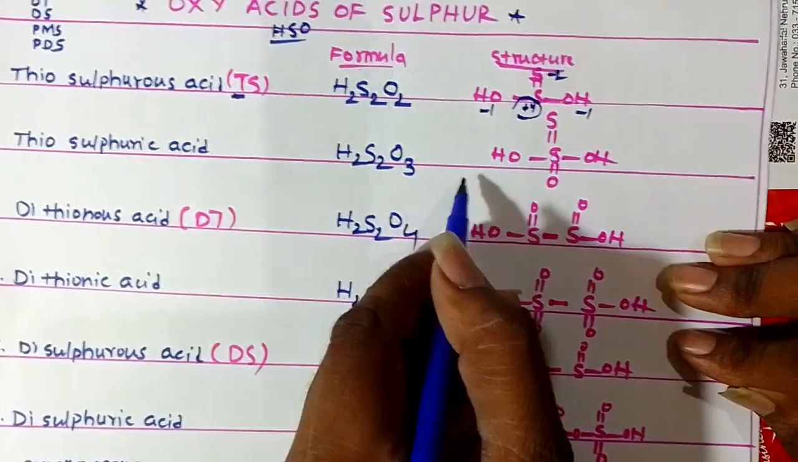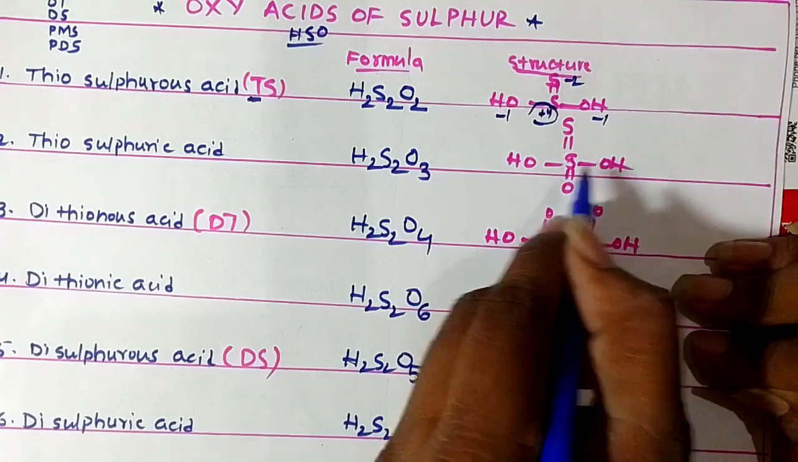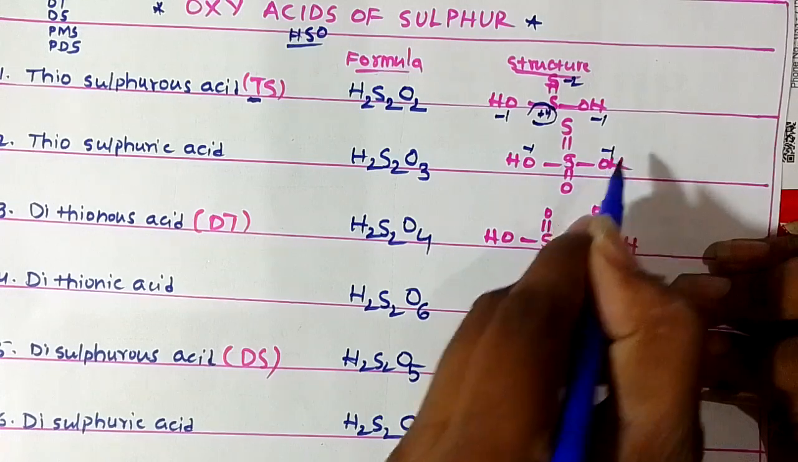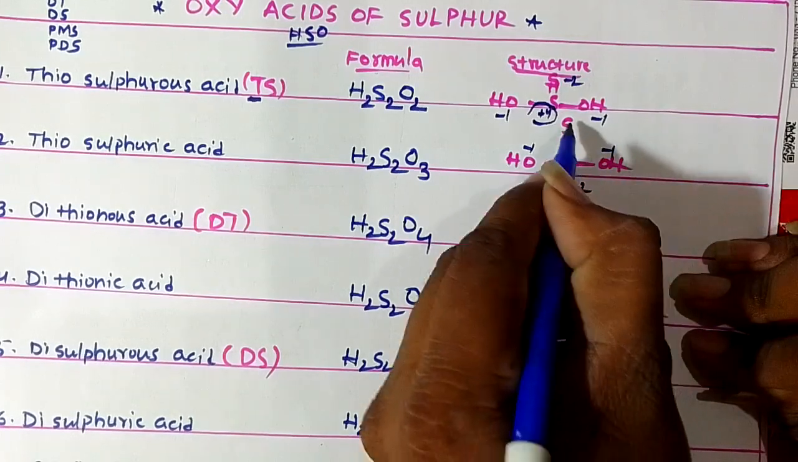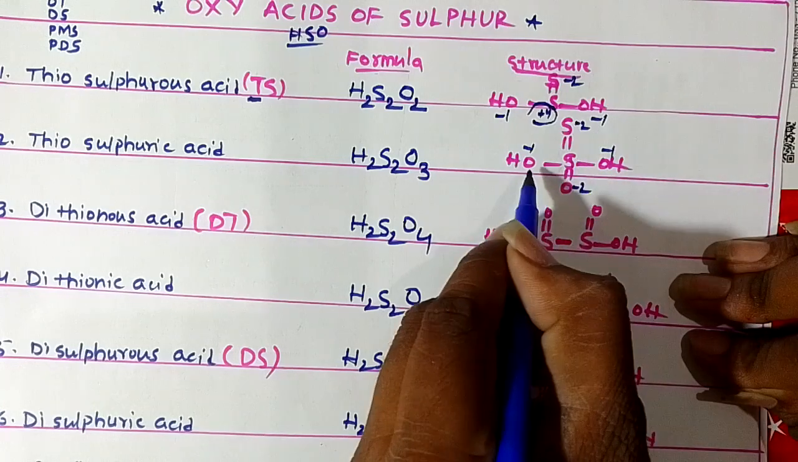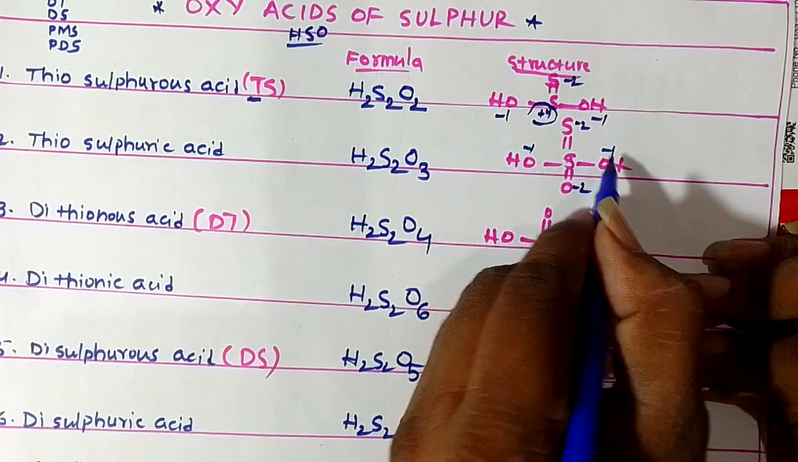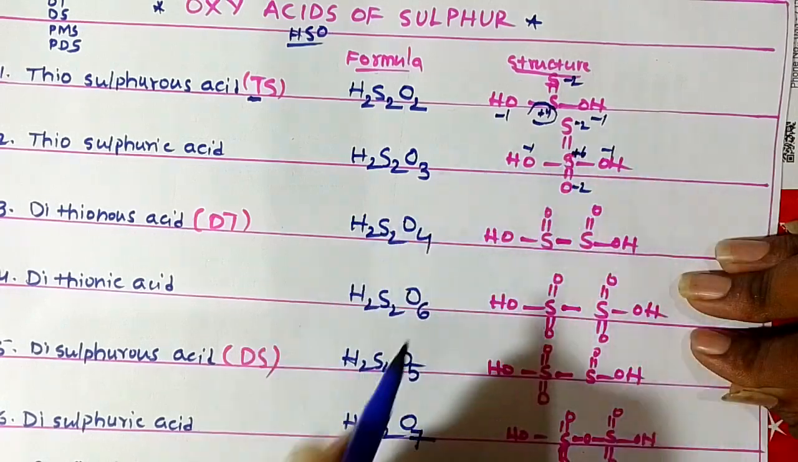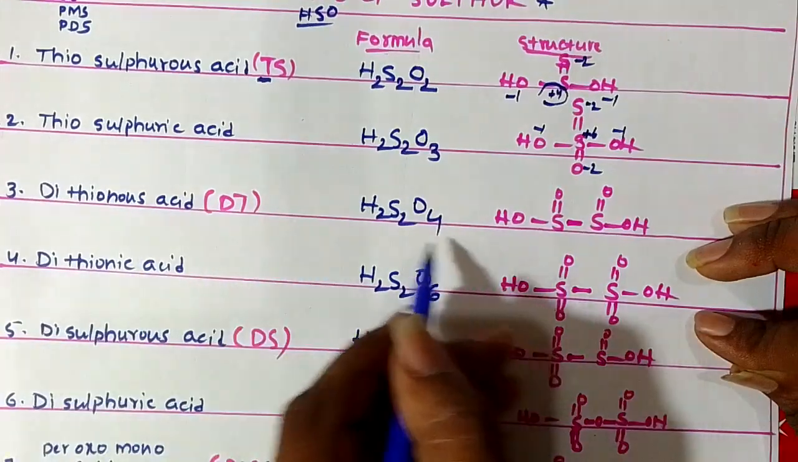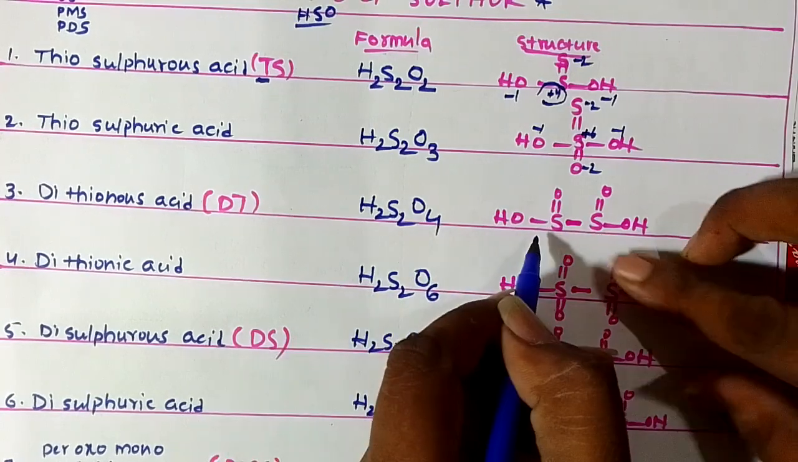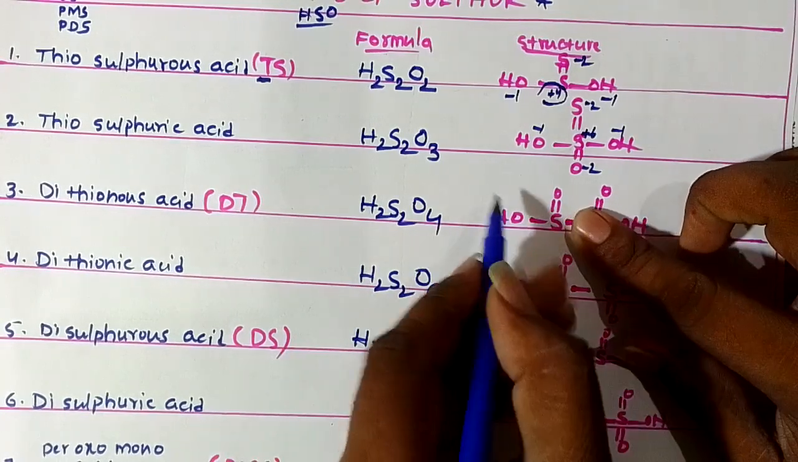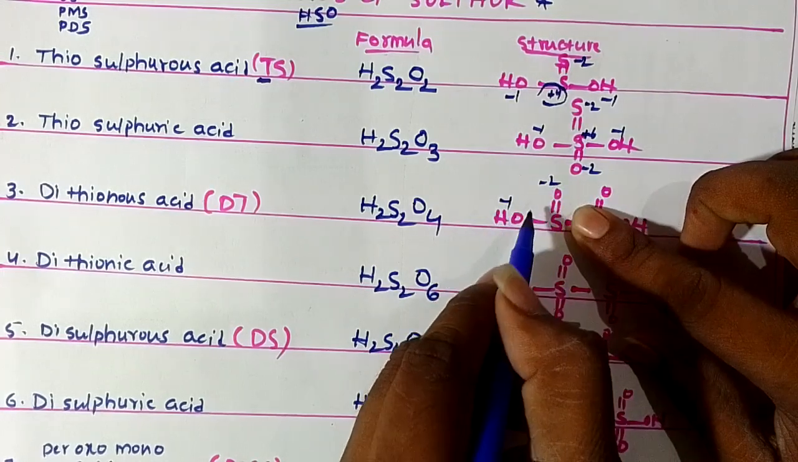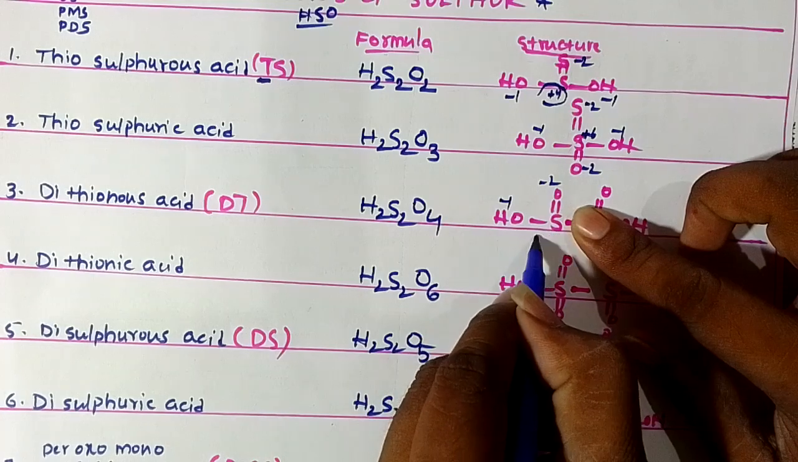Now coming to thiosulfuric acid, we have to find out the oxidation state of central sulfur, and hydroxide is always -1. Double bond O is always -2. So the sulfide group is -2. The total is -1, -3, -4, -6. So the oxidation state of the central atom is +6. Now coming to dithionous acid, the formula is H2S2O4. We have to find out the oxidation state of sulfur. Hydroxide is always -1, double bond O is always -2. So the total is -3. So the oxidation state is +3.